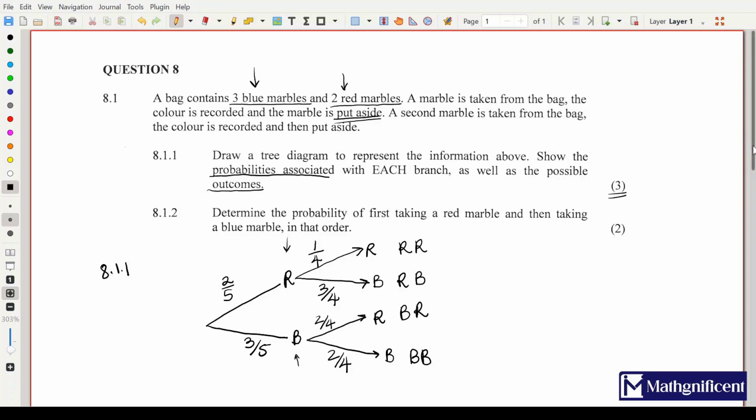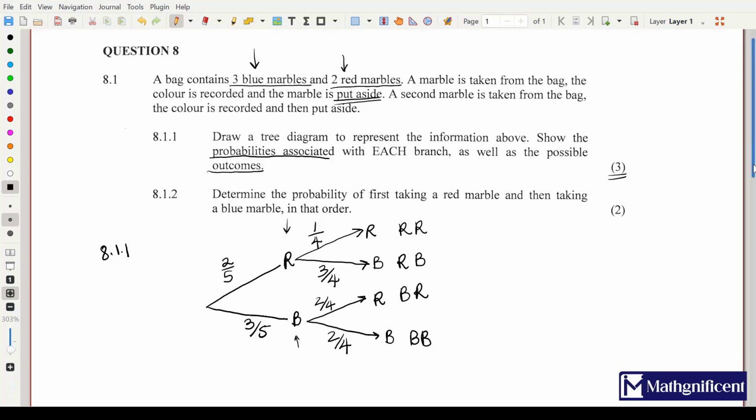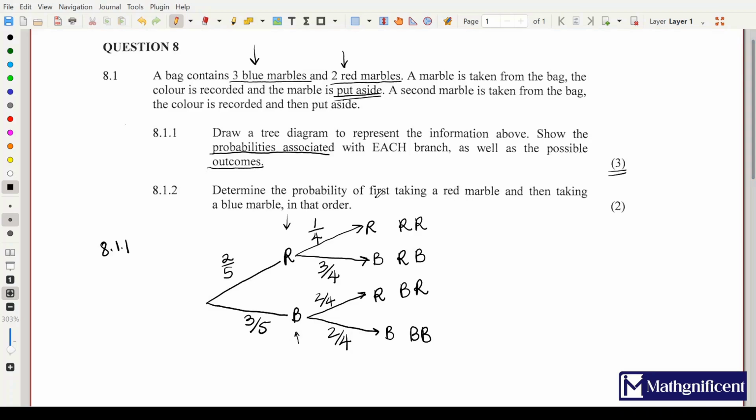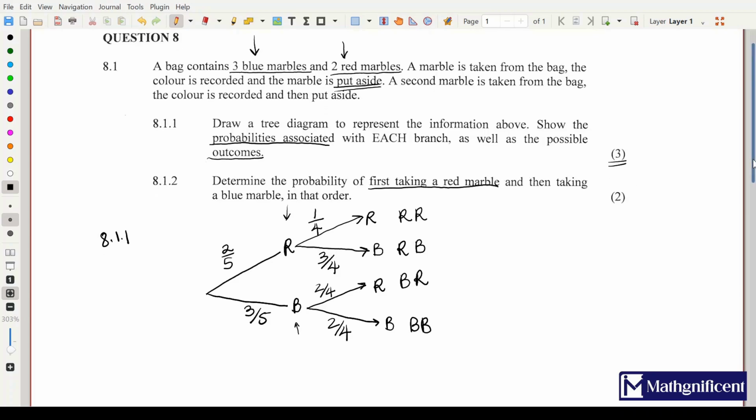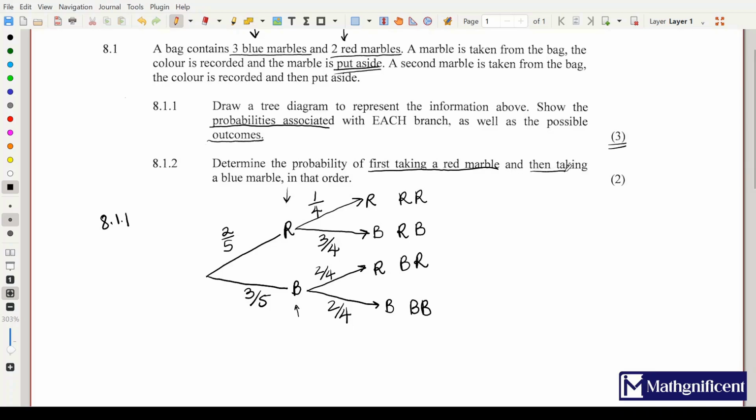So now let's move on to the next question. It says determine the probability of taking a red marble, then taking a blue marble in that order. First taking a red marble, then taking a blue marble. 8.1.2 says red first, then a blue marble.